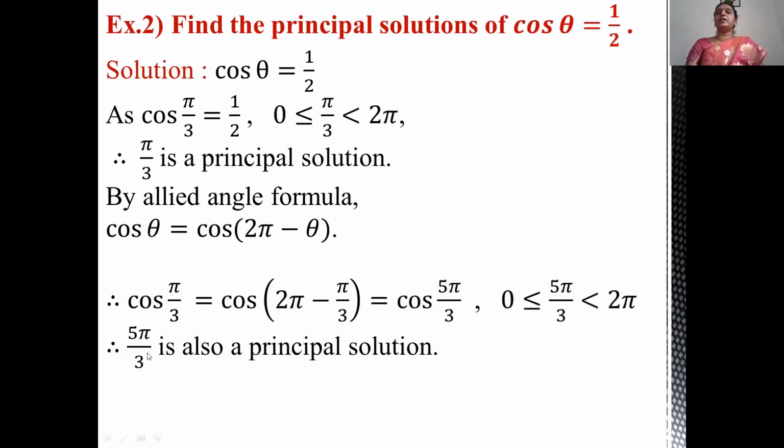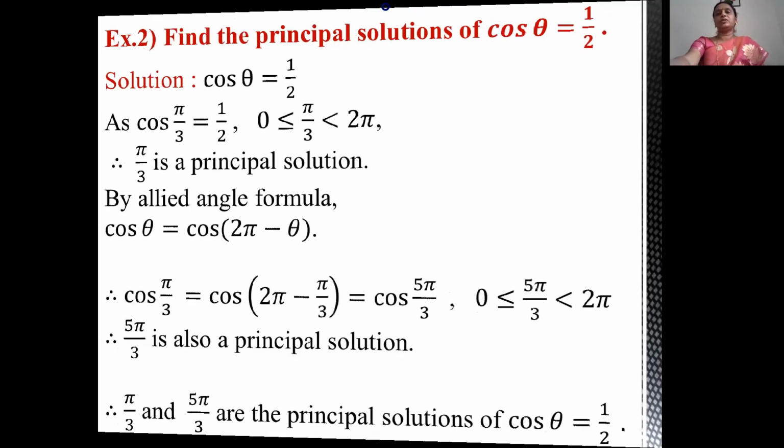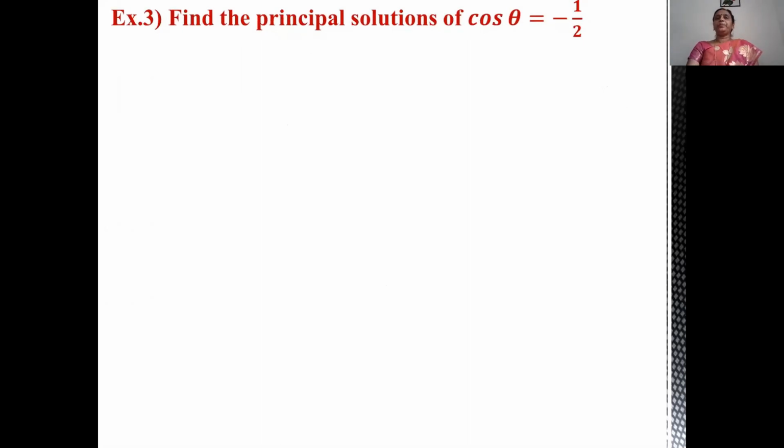Then we have to check again that the value lies in the interval 0 to 2 pi. And if that lies in the interval 0 to 2 pi, then that will be your second solution. In this way, in this problem, cos theta is equal to half, pi by 3 and 5 pi by 3 are principal solutions of cos theta is equal to half. Now we will see the third example.